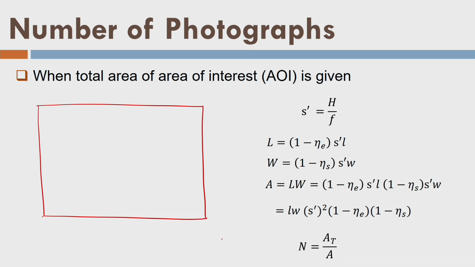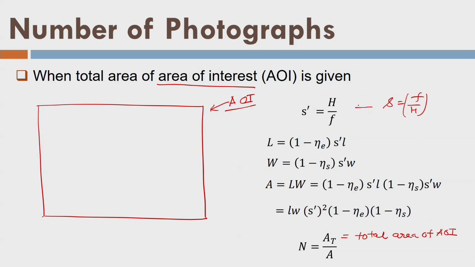Let us say the total area is given by AT, and I call it the total area of interest, or AOI, area of interest. Okay, so let us look into the scale. We defined the scale in the vertical photograph as f by h. So let us define something called s dash, which is the inverse of the scale.